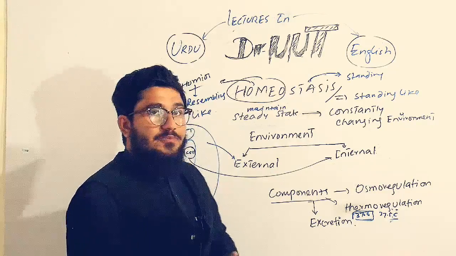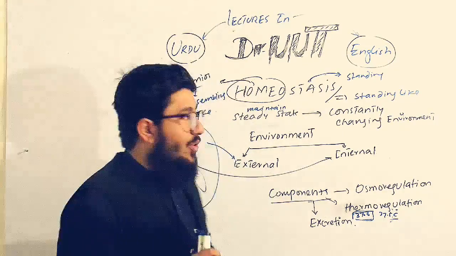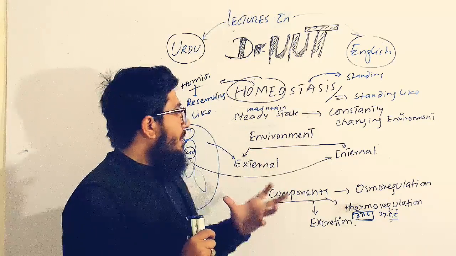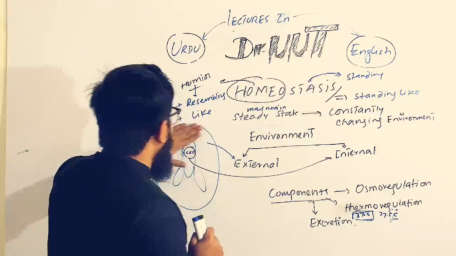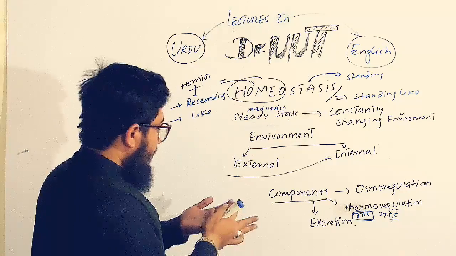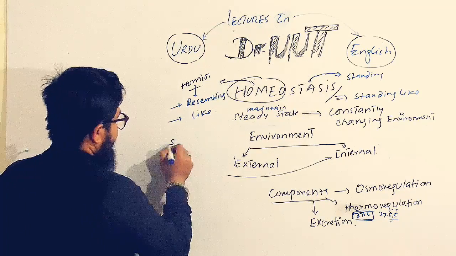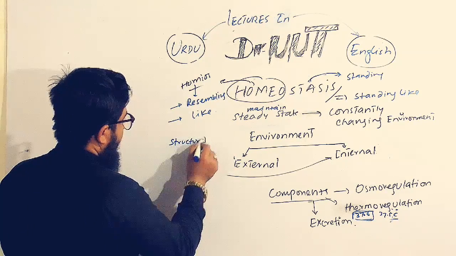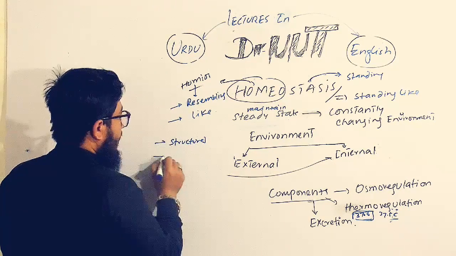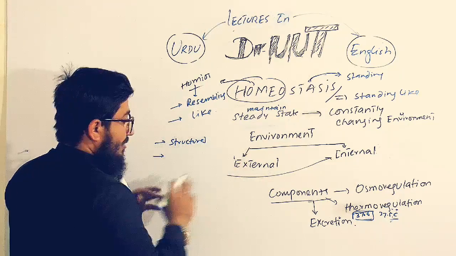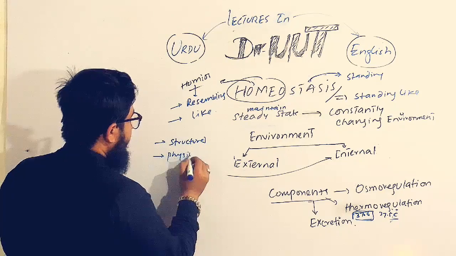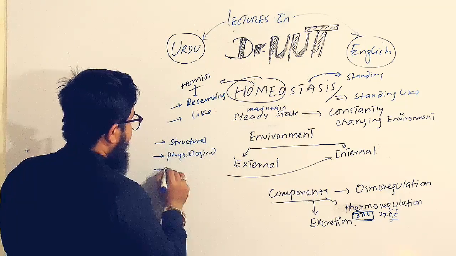Further, there are some general steps through which all living bodies maintain their temperature. They are structural, physiological, and behavioral mechanisms through which living bodies maintain their internal environment with respect to the external environment. One is structural, another is physiological, and another is behavioral.